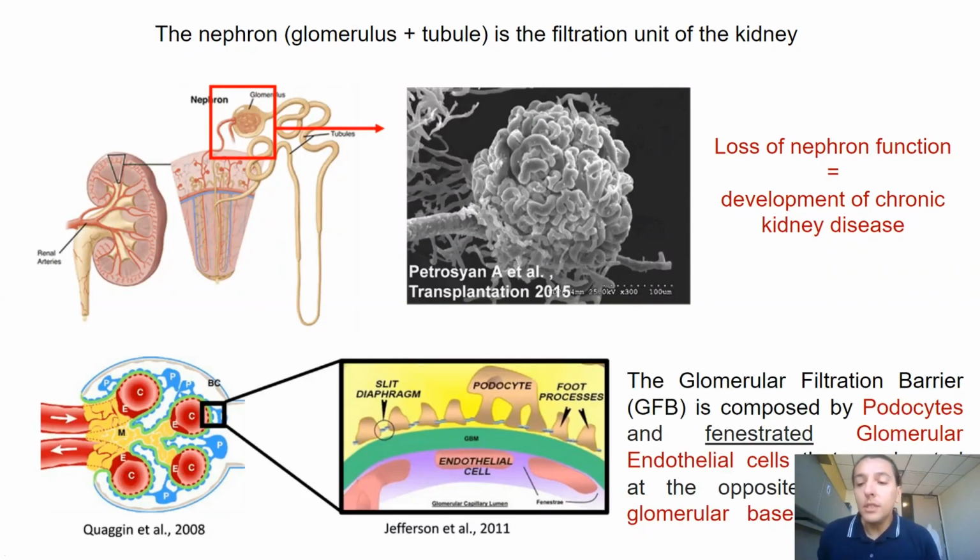Within the glomerulus, there is the glomerular filtration barrier that is composed of podocytes and fenestrated glomerular endothelial cells that are located on the opposite side of the glomerular basal membrane. All these three components are extremely important and essential for the function of the kidney. And damage to one of them leads to injury and defects in all the others.